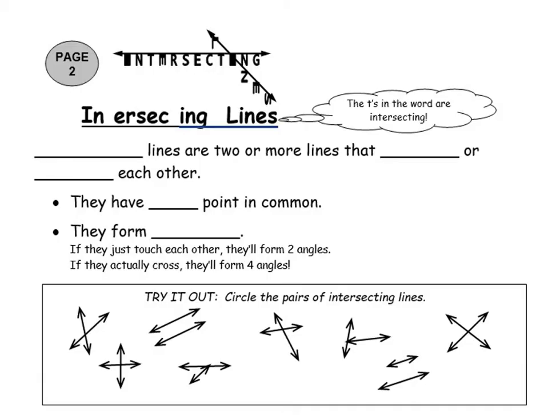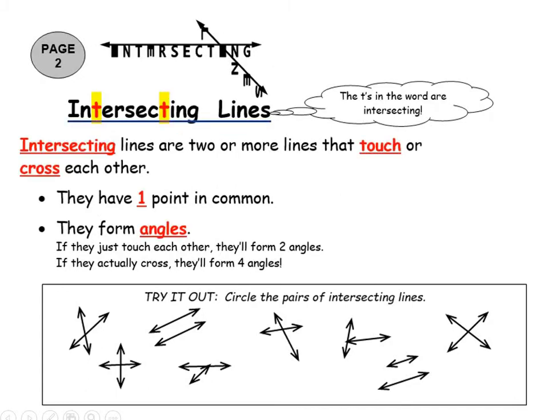Let's move on to our second type of line on page 2. These are intersecting lines. And there's an easy way to remember what intersecting lines mean, because when you write it, you'll see that the lowercase t's in the word intersecting are actually examples of intersecting lines. The definition of intersecting lines then is that it's two or more lines that touch or cross each other. So in other words, kind of the opposite of parallel lines.